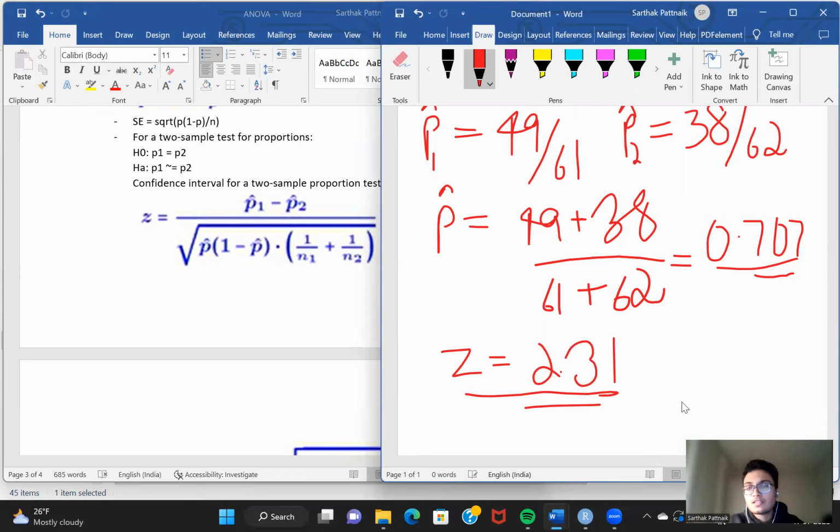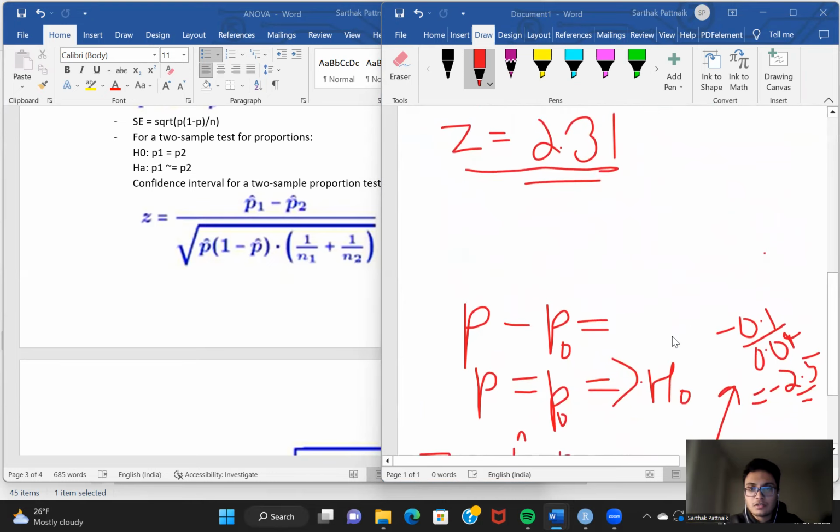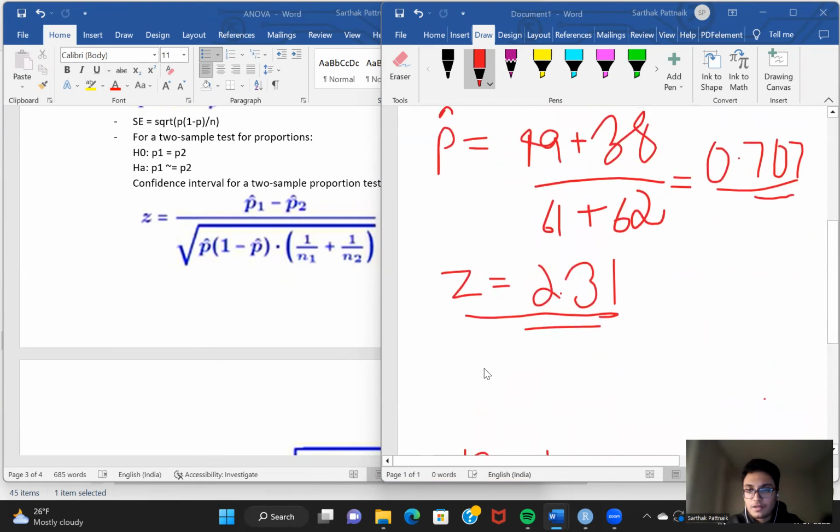And based on your confidence level, you have to calculate your critical Z value. Now, this is going to be a double-sided test because if you see the alternate hypothesis here, what we discussed, it's P1 minus P2 not equal to 0. This is my alternate hypothesis. So accordingly, we will be doing the calculations.